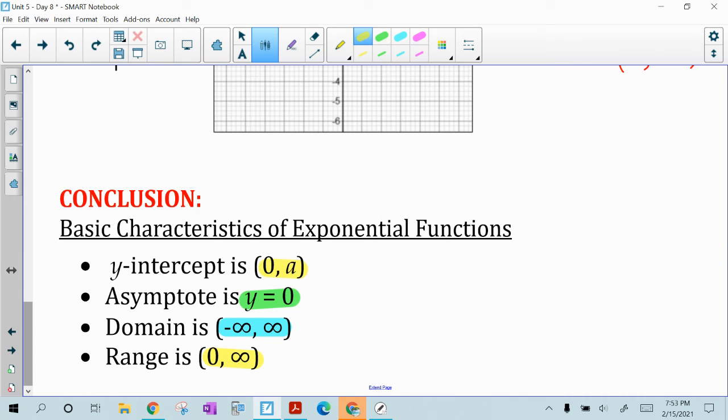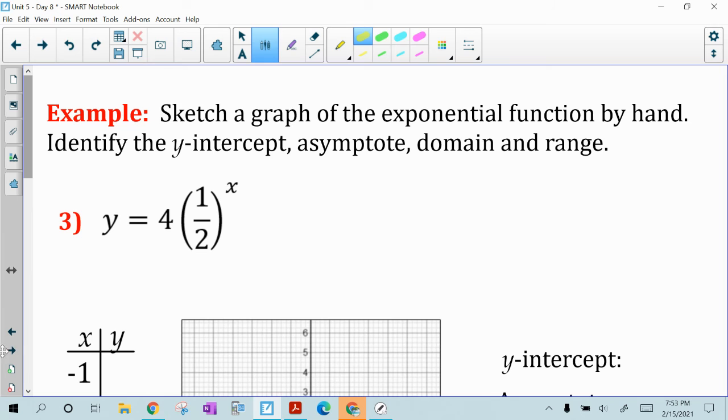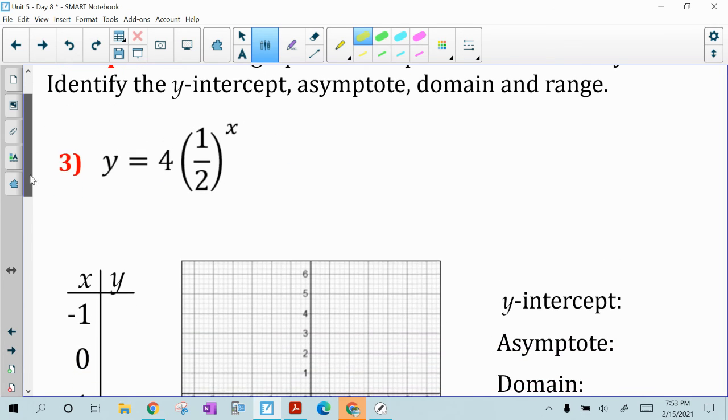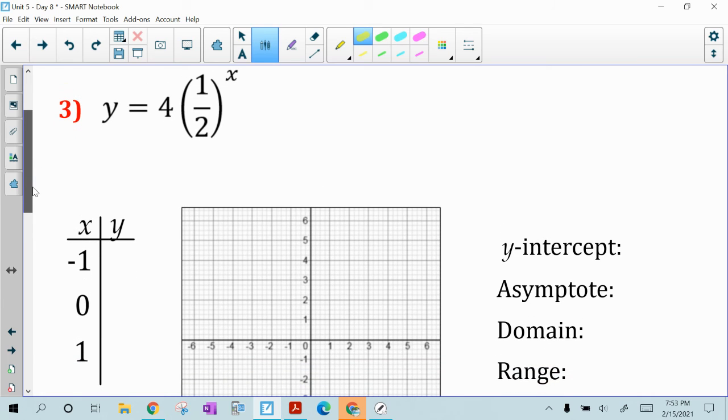Any major questions? I hope not. So the next thing I'm going to have you do is see if you can come up with a sketch on your own of an exponential function. Take this, see if you can sketch it on your own, and see where things get to.